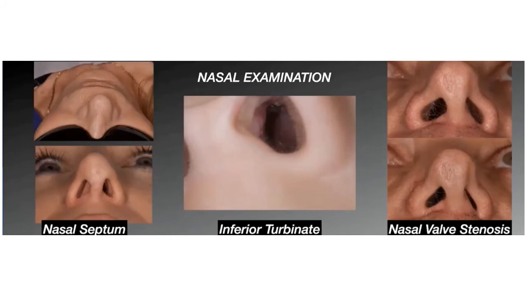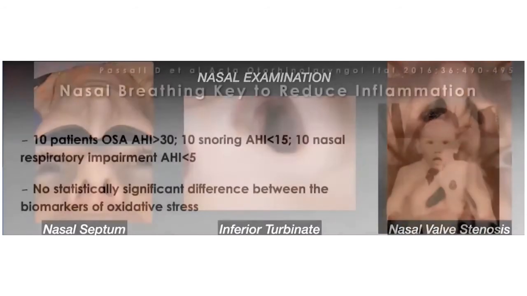Nasal valve stenosis is probably the number one missed thing that I see when I have patients come into my practice, referred especially from sleep physicians. They'll say they have apnea, can you make an appliance? And in fact, the whole problem is their nose is collapsing. Something like a Breathe Right strip or a nasal dilator can do wonders for these types of patients.